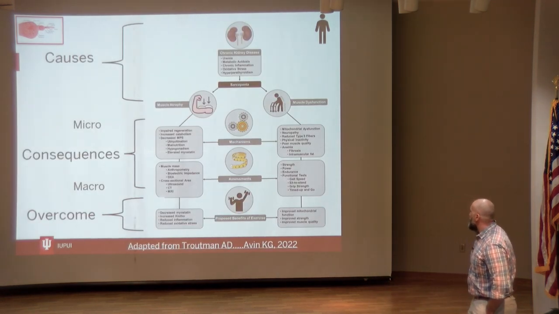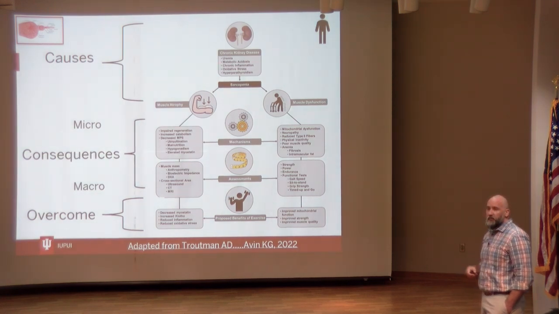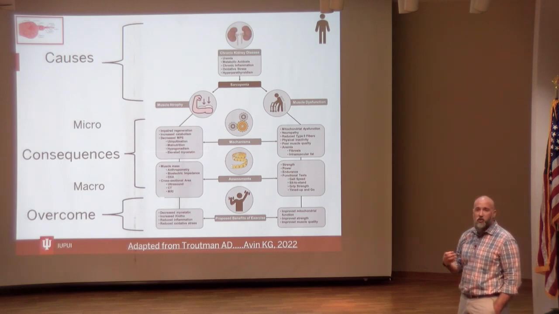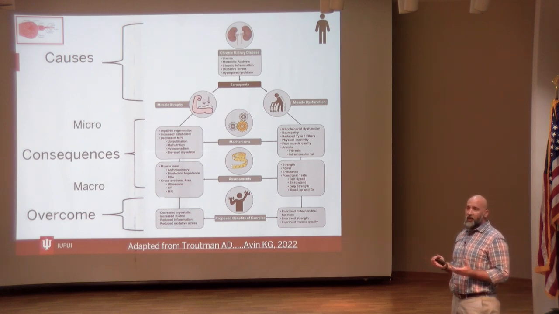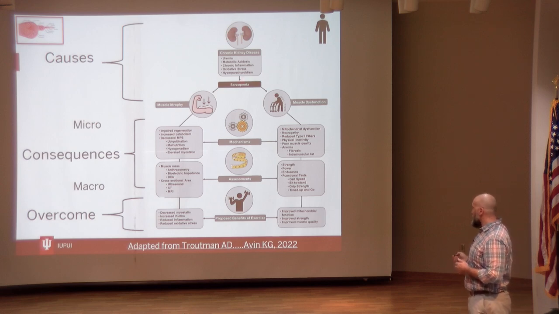So when we look at different causes, it's kind of hard to see the small lettering, but from kidney disease, you have uremia, so all of a sudden your kidneys aren't filtering the way they should. So you start to have a buildup of toxic metabolites. You have metabolic acidosis, inflammation, oxidative stress, hyperparathyroidism. All of these are potentially leading to sarcopenia with impaired muscle function as well as atrophy.